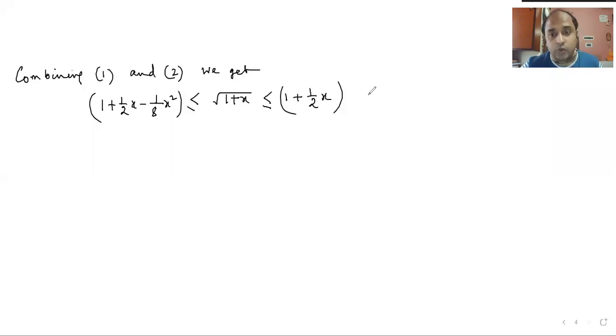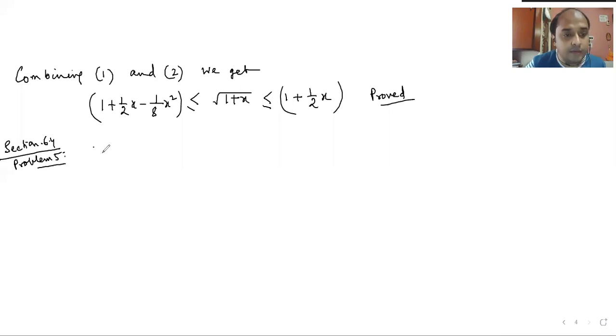And since we have proved this result, now see what will happen. If you look at problem number 5, section 6.4 of my note, they have asked you to approximate two items, 1.2 under square root and root 2. So let us talk about root 2, since we are familiar with it.